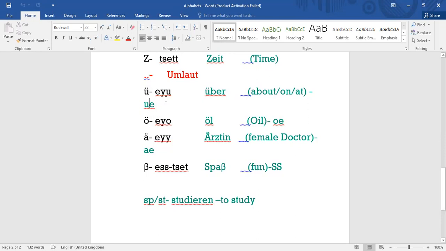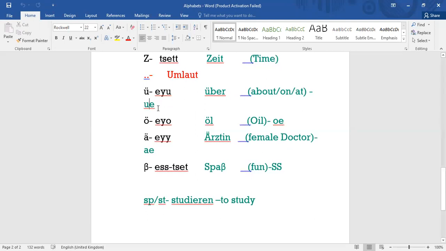Okay, now let's move to U umlaut. This will give the sound of Ü. Only U gives the sound of U, but U umlaut gives the sound of Ü. For example, we have U umlaut BER, so we will read it out as Über. Basically, this is a preposition here, meaning about, on, at. You will learn these prepositions later on, but for the time being, we will read it out as Über.